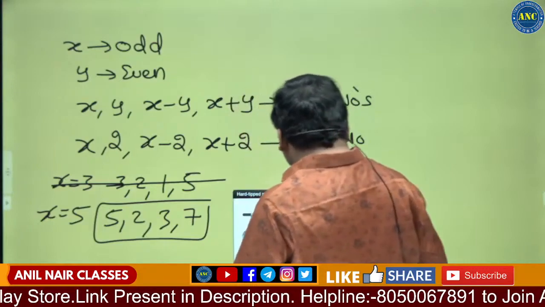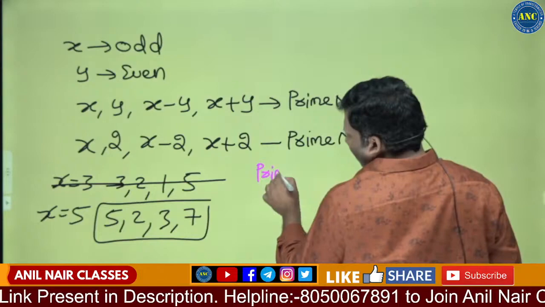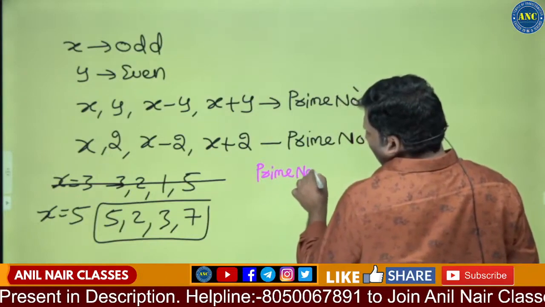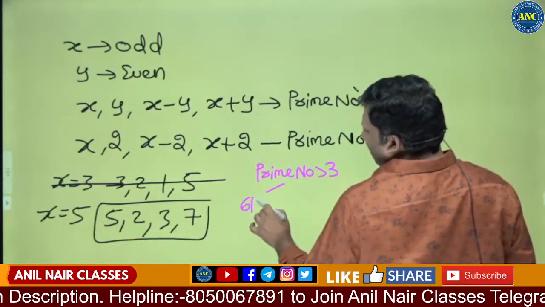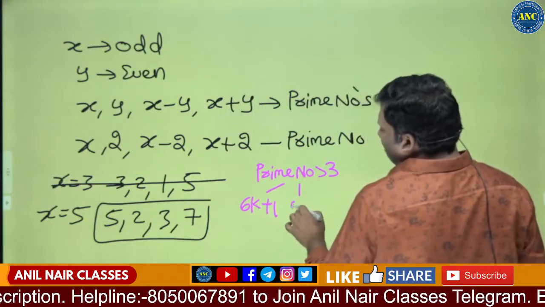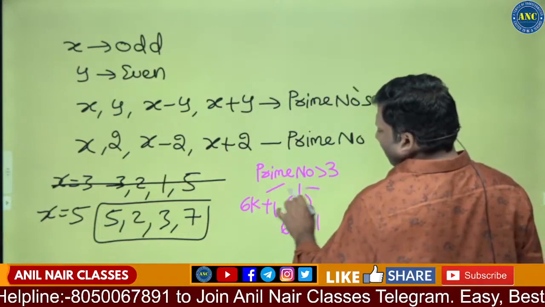Over. Any prime number greater than 3 is of the form 6k plus 1 or 6k minus 1.